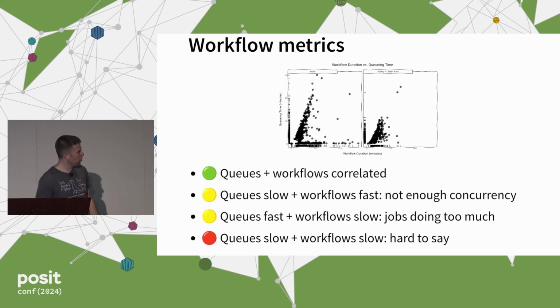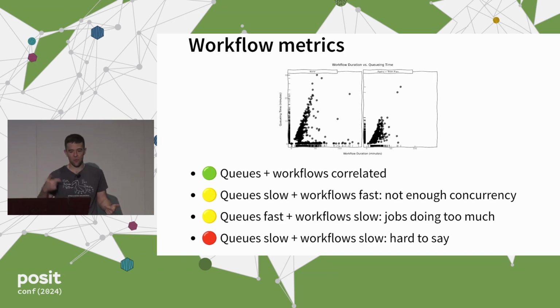So the kind of moral of the story here-ish is that you kind of want queues and workflows to be correlated. Now, that's not actually enough because you could just have really long queuing time and really slow jobs, and so they'll be perfectly correlated potentially. But you don't want to see things where you've got a vertical line here or a horizontal line there.